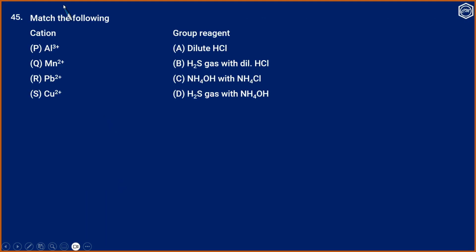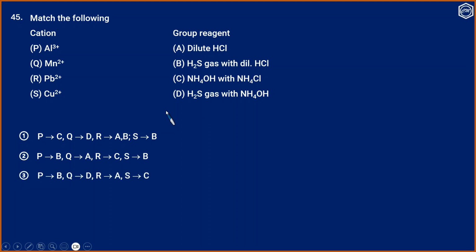Question number 45. Match the following. Cations, group reagent. Aluminium 3+, manganese 2+, lead 2+, copper 2+. Dilute HCl, H2S gas with dilute HCl, ammonium hydroxide with ammonium chloride, H2S gas with ammonium hydroxide. Option 1, option 2, option 3, and option 4.